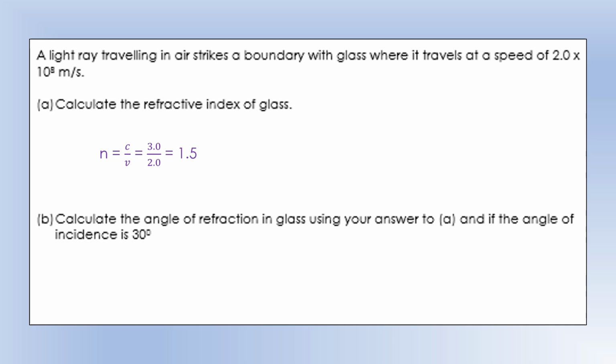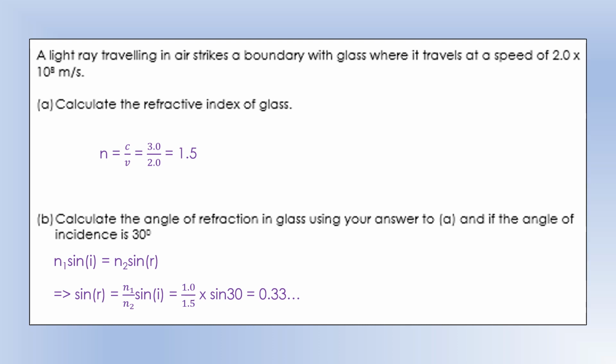Calculate the angle of refraction in glass using your answer to A, if the angle of incidence is 30 degrees. To do this, we're going to use Snell's law. We want to calculate the angle of refraction, so I'm going to make sine r the subject by dividing both sides by n2. Then I substitute in the numbers. The refractive index of air is 1, you just have to remember that. The refractive index of glass is 1.5, and the angle of incidence is 30 degrees.